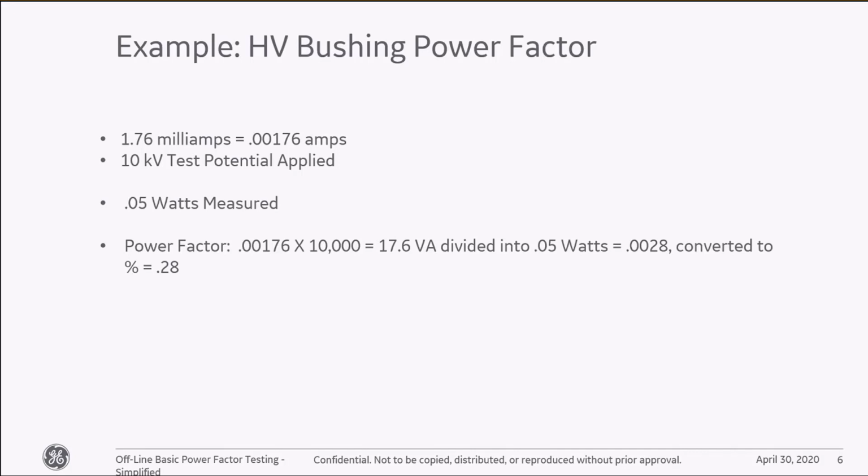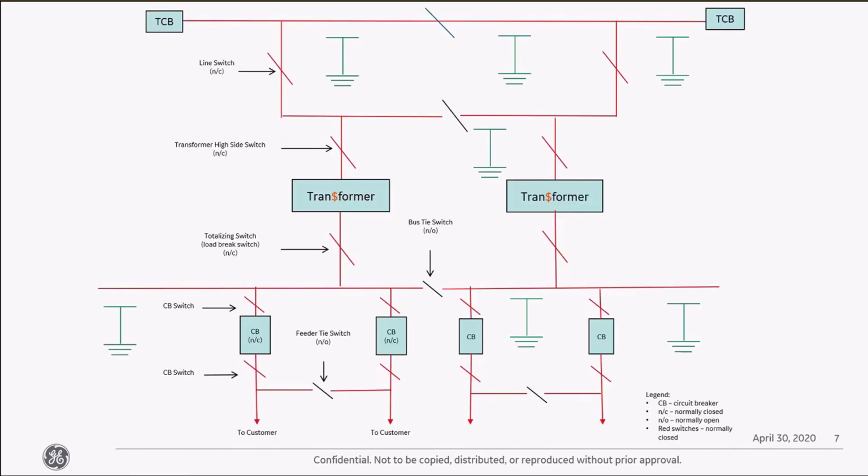So think about unity at 1.0. You're nowhere near that. You're not even at 0.1. So you're at 0.0028. Well, for most of us at the utility, I think probably I could say all of us at the utility that deal with power factor testing, this is all percent. So that puts that bushing at about 0.28%, which anybody in their right mind would say that's a good power factor on a 138 kV bushing.